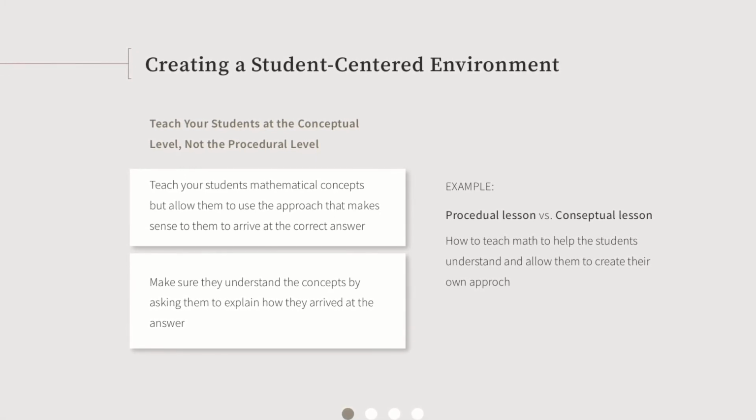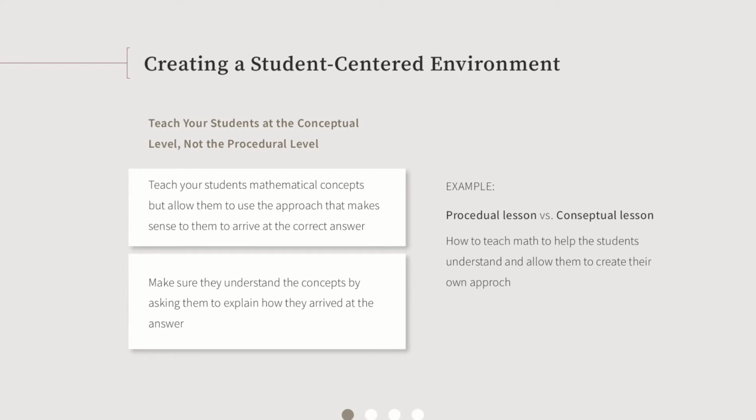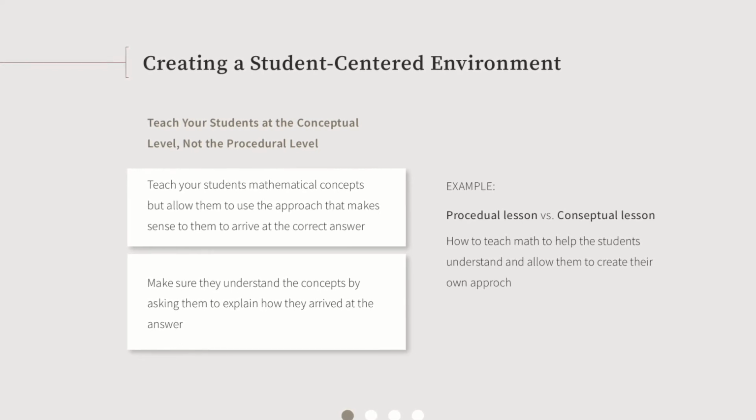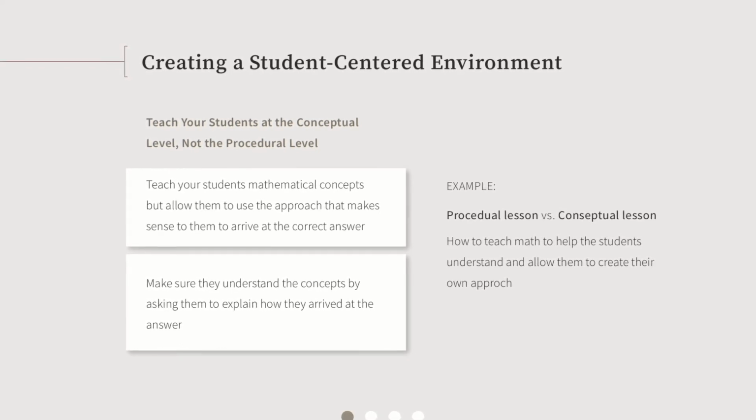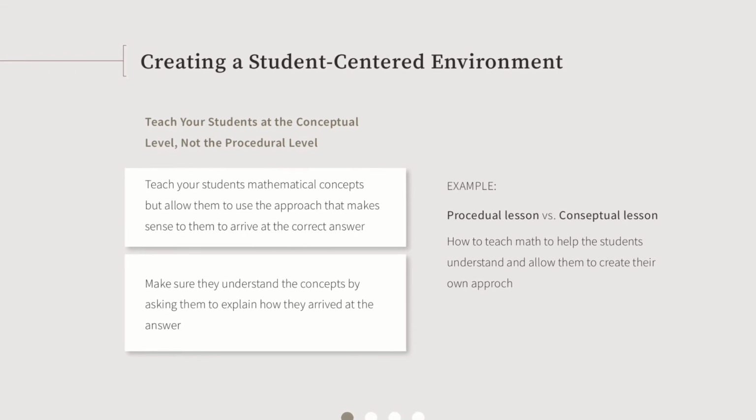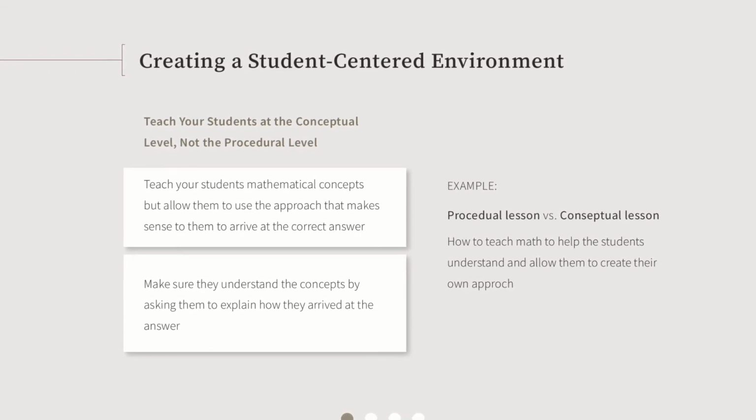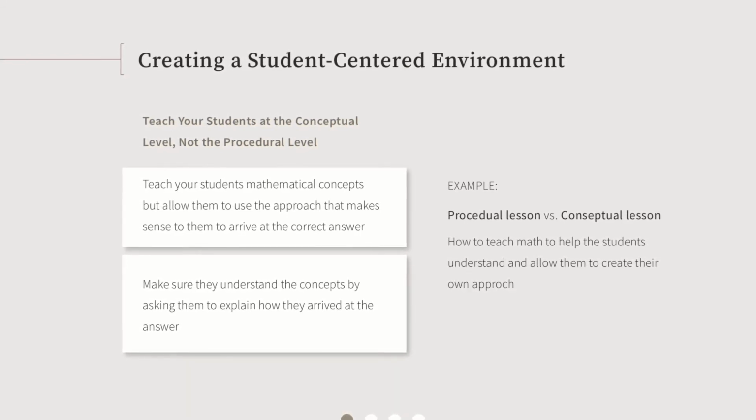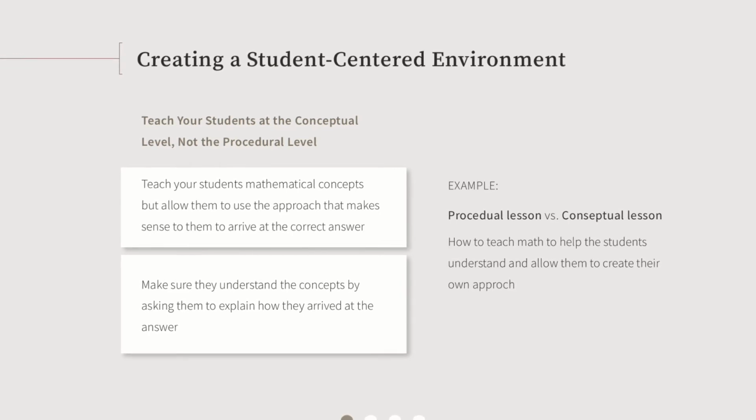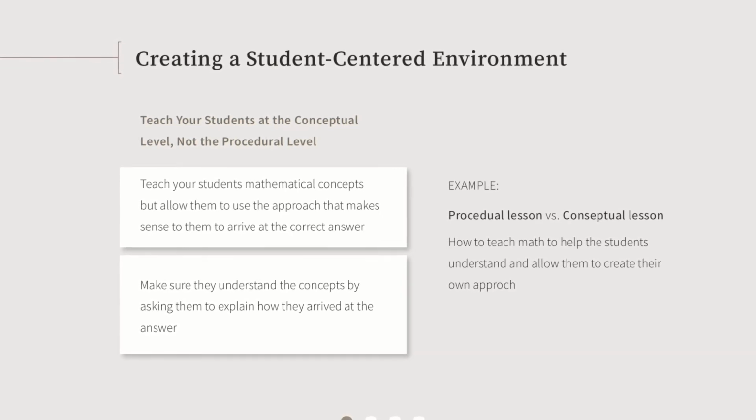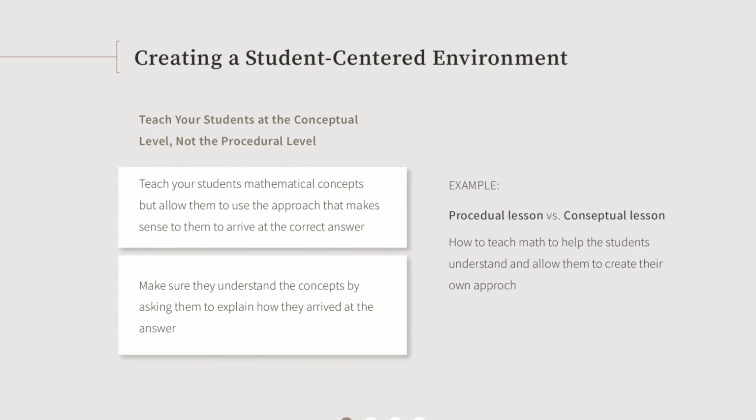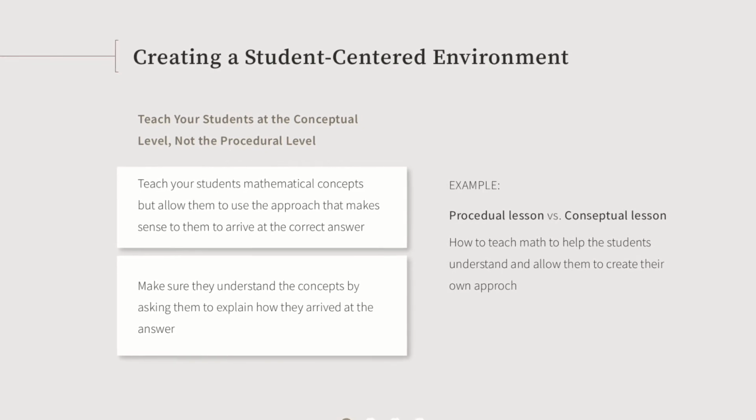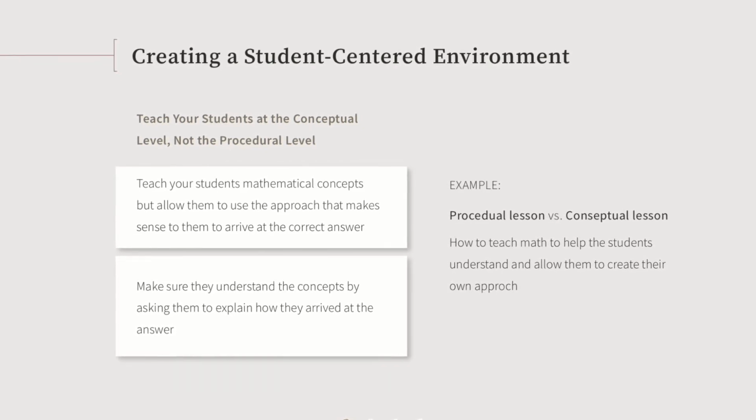On the other hand, here is an example of a conceptual lesson. Learning the purpose of a denominator and why fractions are difficult to compare when their denominators are different will allow students to choose a strategy to approach fraction problems. They may very well choose the butterfly method, but they may also draw diagrams, use equivalent fractions, or approach the problem in a different way.